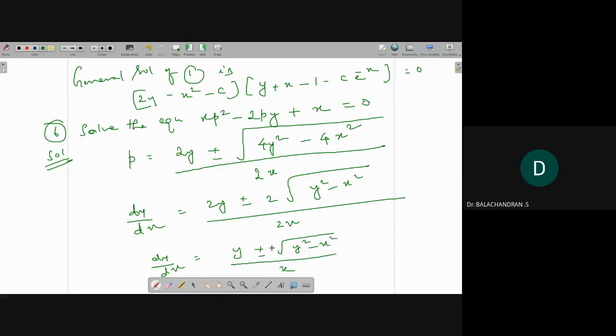So now here I don't have a square, it is under the root, but I don't have a square. So how to proceed further? We're squaring on both sides. That will not work. So can we write y is equal to vx? Okay, first before that you should check this is homogeneous. This equation is homogeneous.